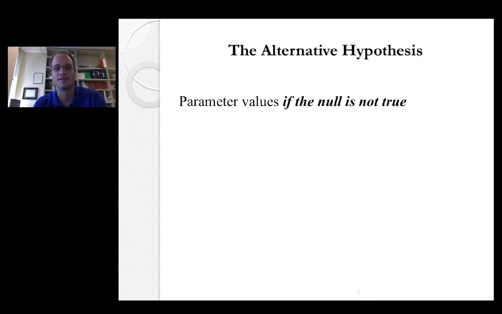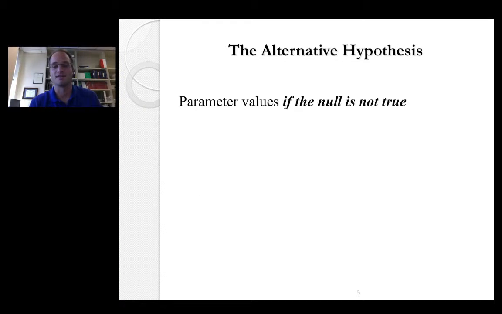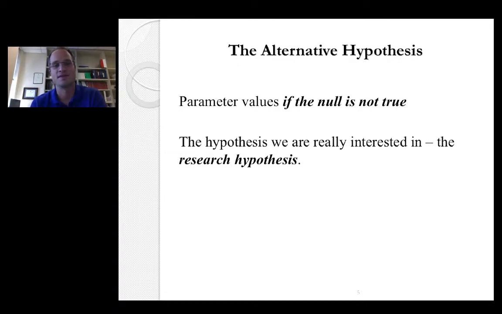The alternative hypothesis covers parameter values if the null is not true. So it has to encompass everything that is outside of what's captured in the null. Here, our null hypothesis is that the population mean is 50. We would have to have in the alternative that the population mean is not equal to 50. It could be less than or greater than, and not equal to would capture that. Now, the thing to keep in mind, and this is something many students get confused about, is that the alternative hypothesis is actually what you're testing.